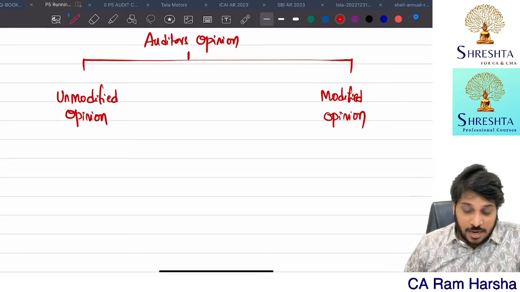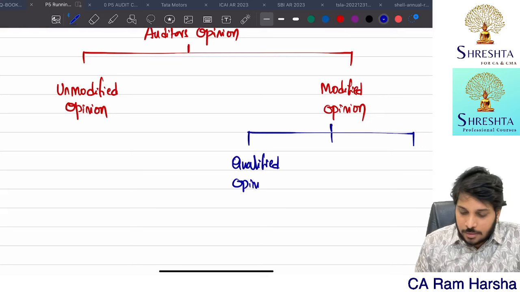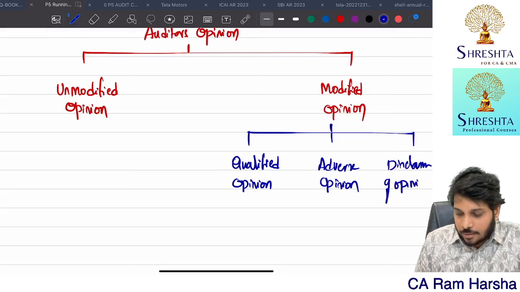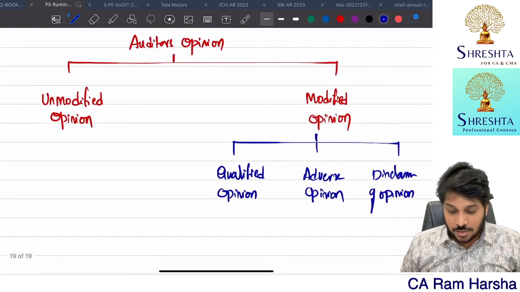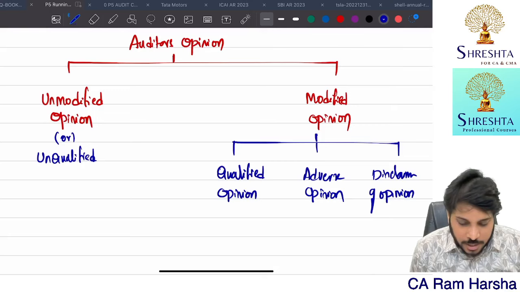Again, modified opinion is classified into three parts. Getting it? Qualified opinion, adverse opinion, disclaimer of opinion. So the modified opinion is subcategorized into three categories: qualified opinion, adverse opinion, disclaimer. Unmodified opinion is also called as unqualified opinion.